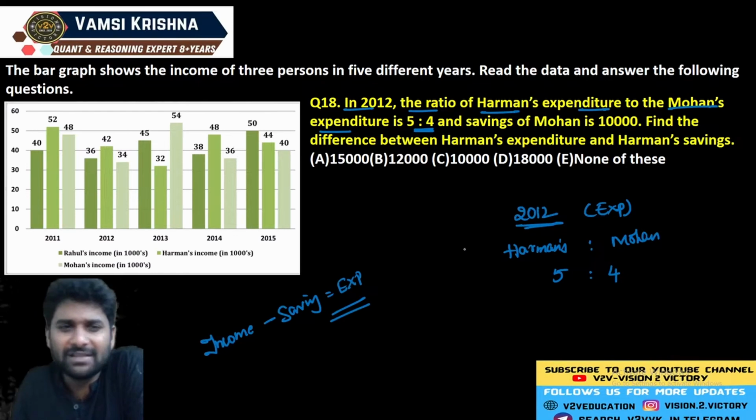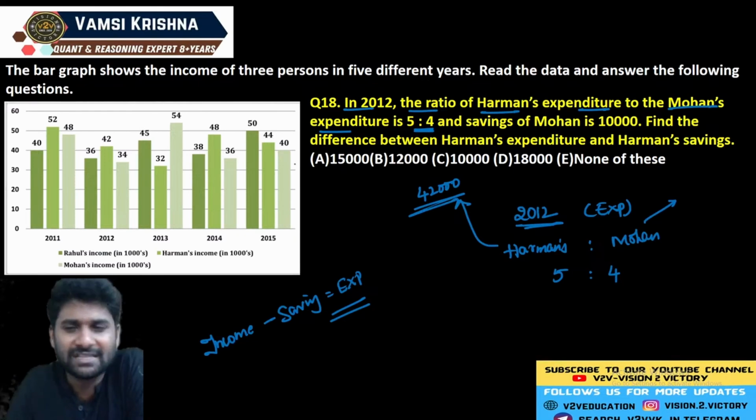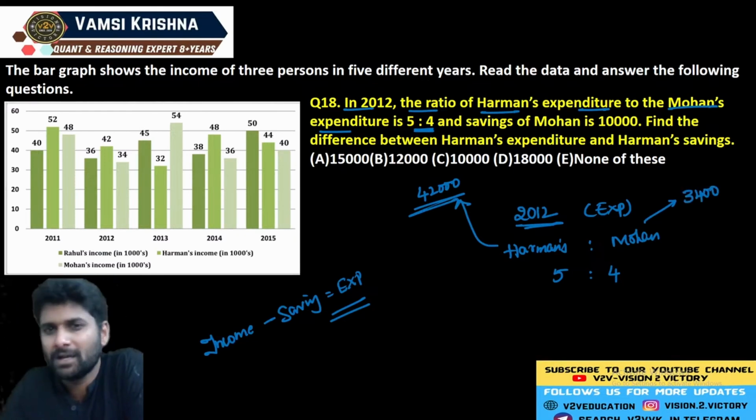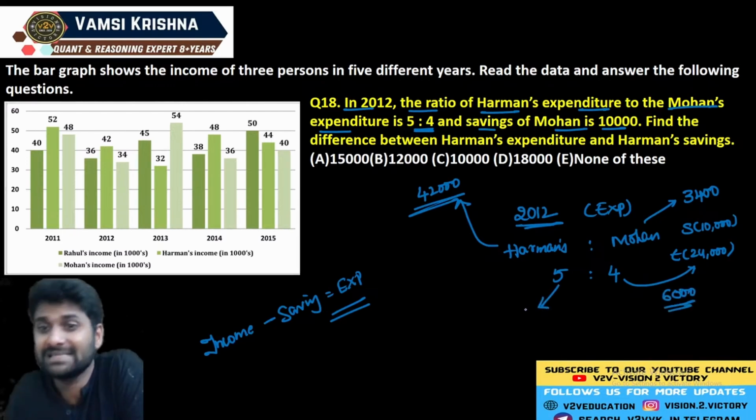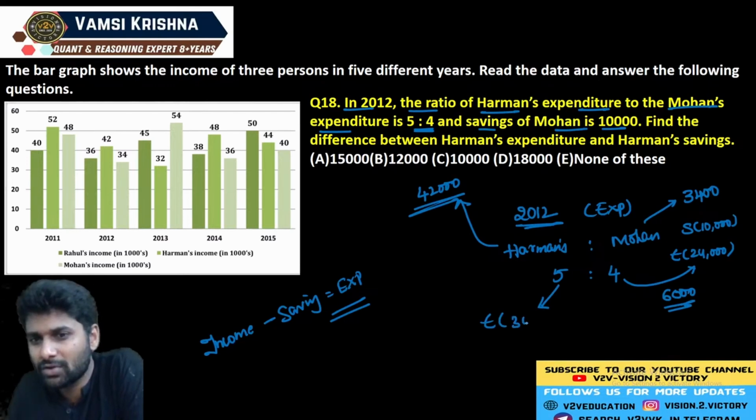First, identify the income of Harman in 2012. 2012 Harman means the second bar. It's 42,000. Income of Mohan means the third bar. It's 34,000, and savings of Mohan is 10,000. Definitely expenditure must be 24,000. Now you know the comparison here. So 4 becomes 24,000, each unit is multiplied by 6,000. Now Harman's expenditure is exactly equal to 30,000.